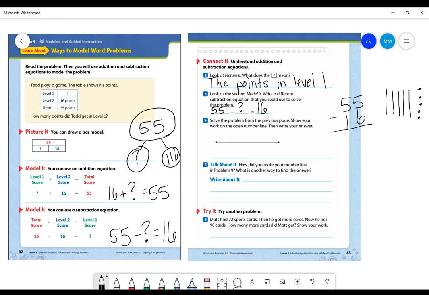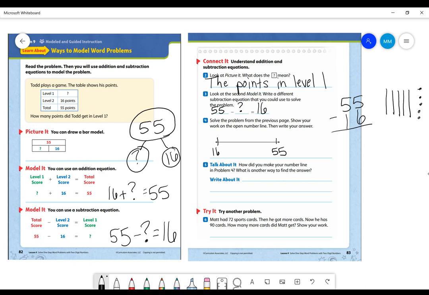Find whatever strategy works best for you. So I am going to show it on the open number line, and I am going to add to find that missing part. So I'm going to start at 16, and I know my end point is going to be 55. So I am going to add groups of 10.